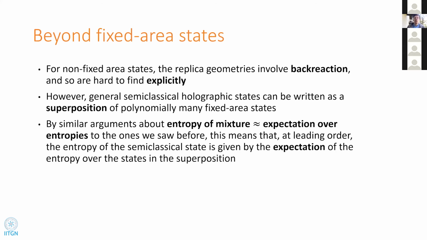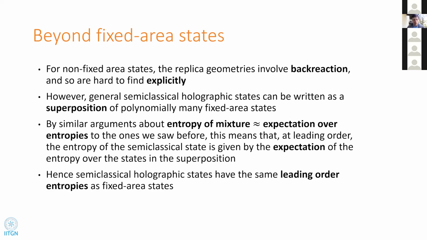And by similar arguments to my original claim about how the entropy of a mixture had to be given by the expectation of the entropies of the states in the mixture, this means that up to small corrections, the entropy of the semi-classical state ends up having to be given by the expectation of the entropies of the states in the superposition. It's a slightly non-trivial fact that involves facts about how areas can be reconstructed on the boundary subregions, but it is true. You can read the details in the paper.